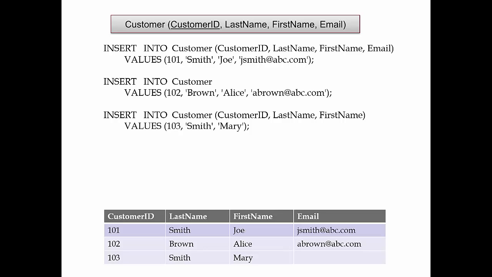So after I execute the 3 insert into commands, you can see now in my table I have 3 customers. And the first 2 customers have customer ID, last name, first name, as well as email information. But the last customer, because I don't have this customer's email address, the email address value is empty. So that's the insert into statement.